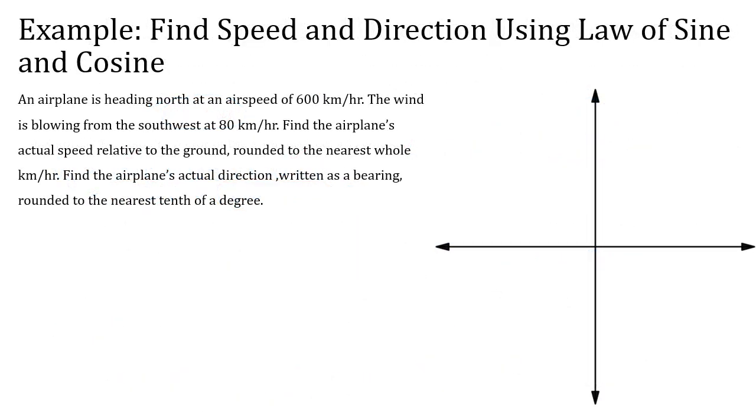In the last example, we solved this example using components. In this example, we're going to try solving the exact same thing, but now using law of sine and cosine. So here was the problem that we just solved a second ago. An airplane is headed north at an airspeed of 600 kilometers per hour, and we know that we have a wind blowing from the southwest at 800 kilometers per hour. Find the airplane's actual speed relative to the ground, rounded to the nearest whole kilometer per hour, and then find the airplane's actual direction, written as a bearing, rounded to the nearest tenth of a degree.